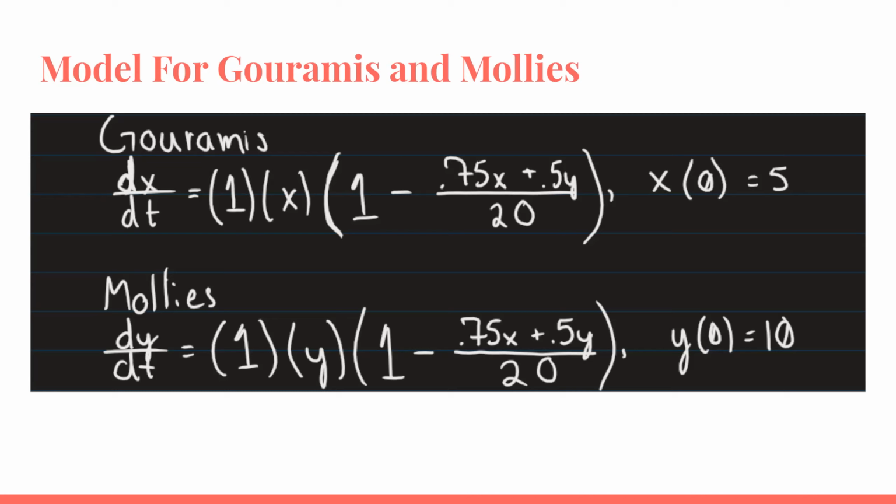So the 0.75 means that the gourami primarily eats the food rather than forages, and 25% of the time it'll forage. And then 20 is going to be our carrying capacity, so we can only have about 20 fish in the tank. And then the x initial equals 5, meaning that we started off with 5 gouramis inside the tank.